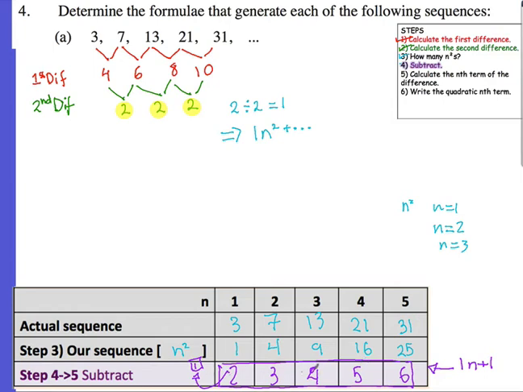So if we were to add this sequence to our sequence, which is n squared, we would get the actual sequence. So our sequence, n squared, plus this sequence, which is plus 1n plus 1, would give us the actual sequence. And we can tidy this up a little bit. It's n squared, 1n is just n, plus 1. So that is the formula of the actual sequence.